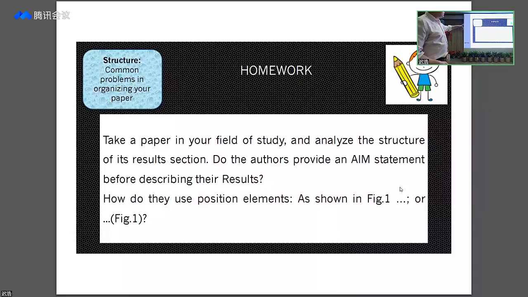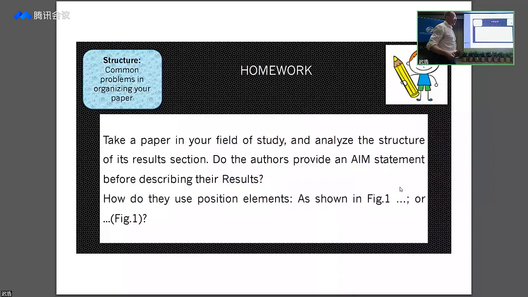Homework: have a look in the papers you read. Is there an aim statement? Do the writers clearly express why they do a particular experiment? If not, maybe you can write one for them. You have a look at the results description, and then you go back and say, well, okay, this should have been the aim statement. Do these little writing exercises.